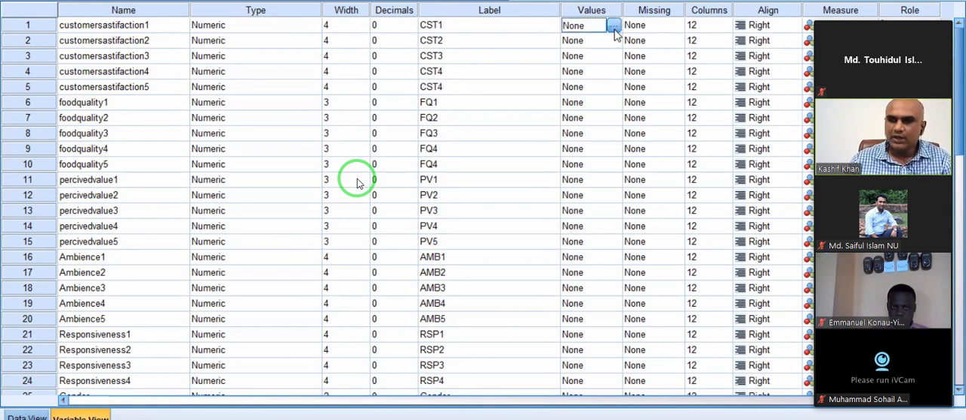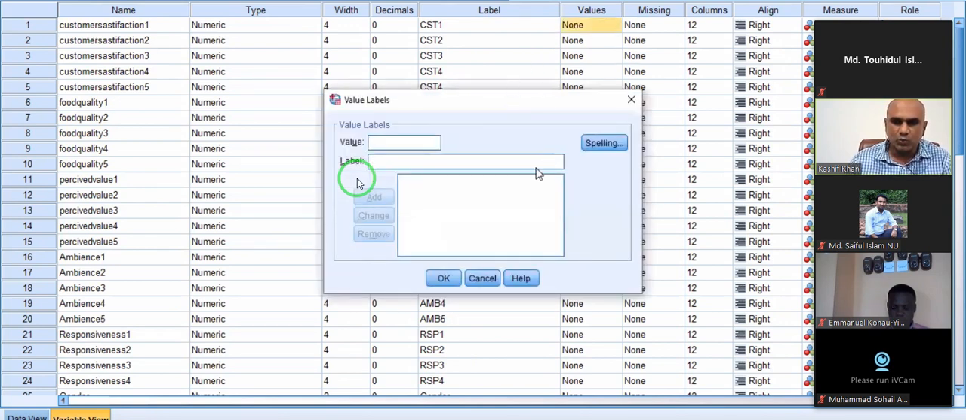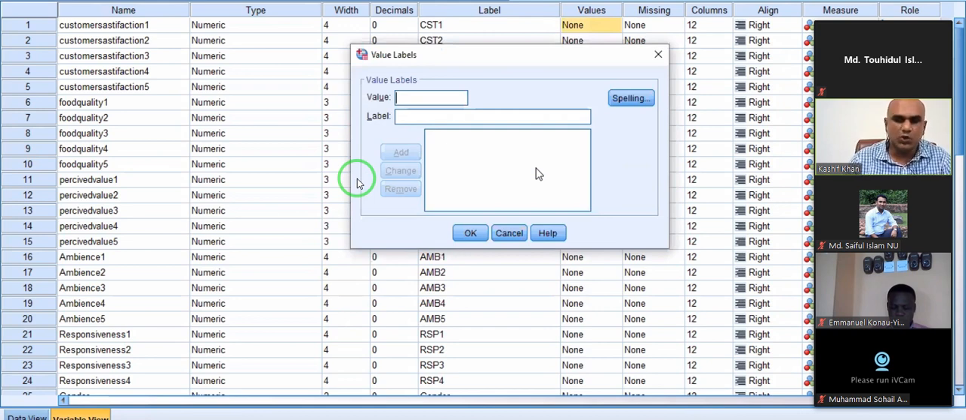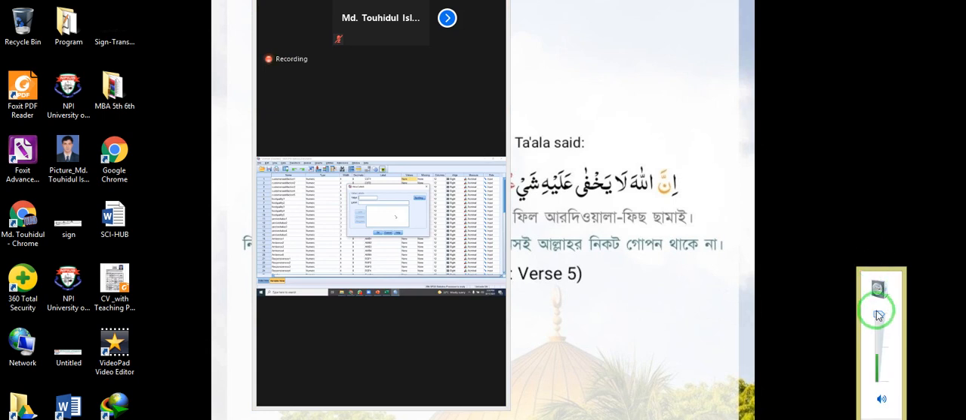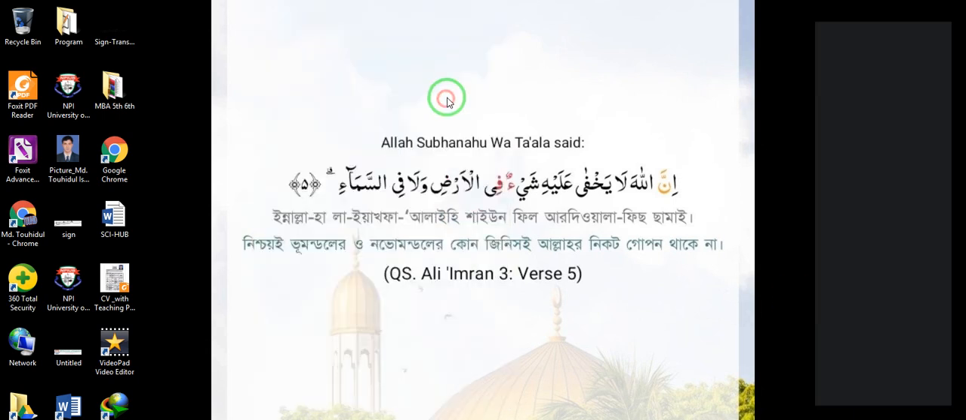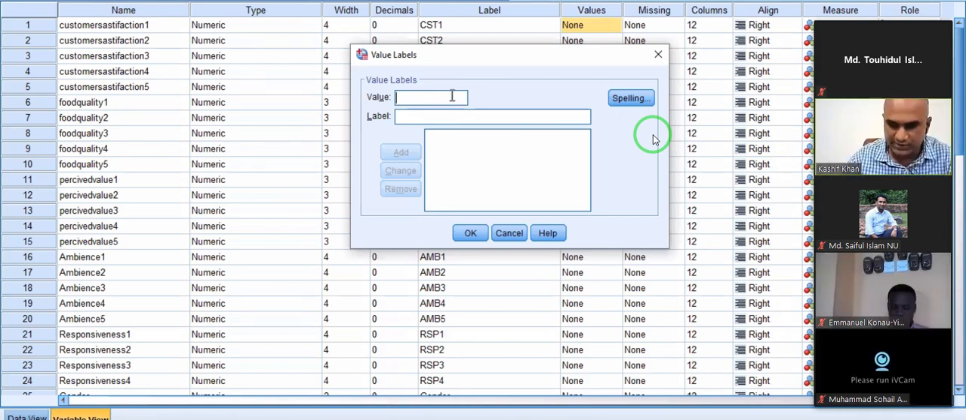Now this is very important for SPSS. We need to tell SPSS what type of data it is. If you remember, we have taken data on Likert scale. I showed you on Likert scale. So we need to tell SPSS that data is on Likert scale. So we know that mostly people use 1 for strongly disagree.